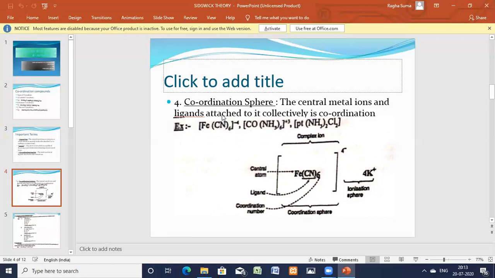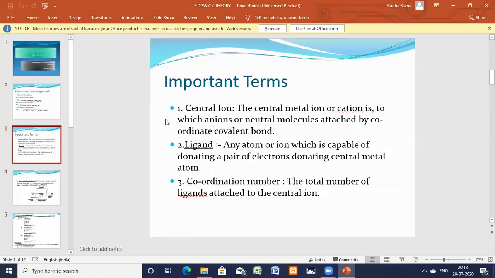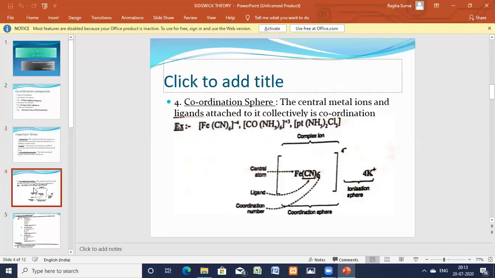Previously I have explained about the central metal ion, the coordination number, and the ligands. So the important terms involved I have explained: central metal ion, ligand, coordination number, coordination sphere. So you can see the diagram over here. You have the square brackets. As I have told you, for coordination compounds, the formula is enclosed in the square brackets.